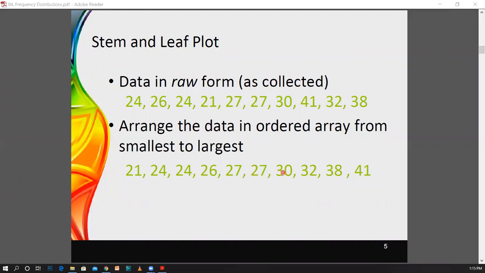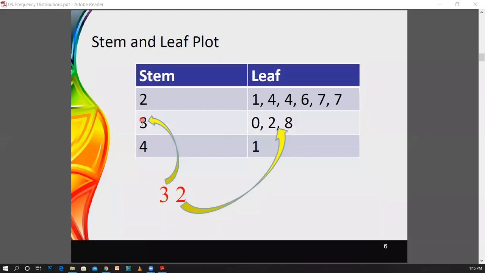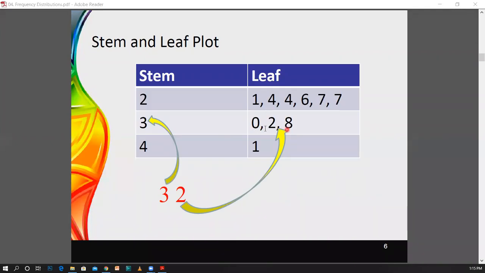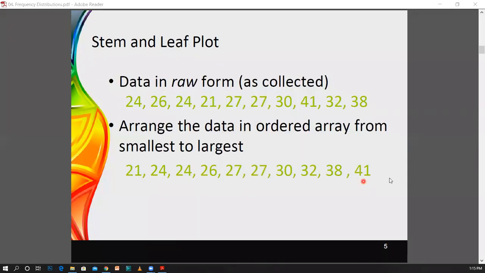Here you can see that now the stem has changed to 3. Therefore, the value for stem is 3. Then you have to use a new row. Starting stem is 3, and then you can have the leaf values 0, 2, and 8. You have to write them using a comma. Therefore, here you have 3 with 0, 2, and 8, and then you have another remaining number. It is 41. Since 4 is the stem of this 41, we will use a new row to insert this value, 4 as the stem, and then the leaf would be 1.